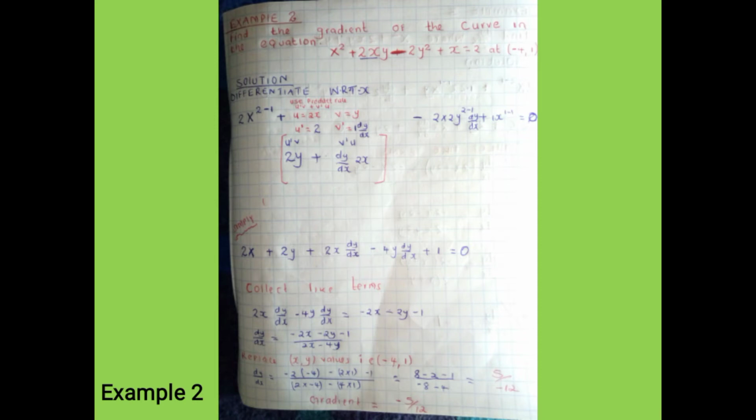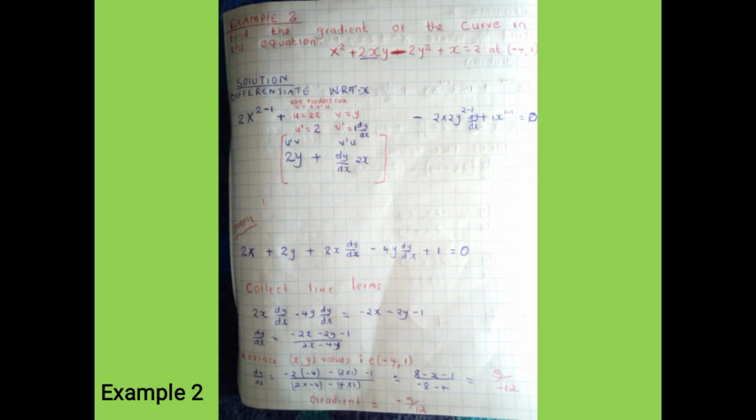Example number 2. You have been told, find the gradient of the curve with the equation x squared plus 2xy minus 2y squared plus x is equal to 2 at the point negative 4, negative 4y. We have the solution.